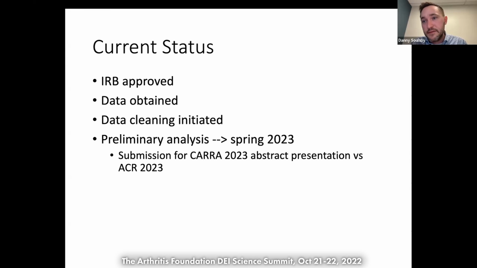So our current status of our project, we're still in very early phases, but we do have IRB approval. We have recently obtained our data from CARRA. We've started some data cleaning, and we're hoping to have preliminary analysis results in the spring, probably more from aim 1, and the causal mediation analysis may take a little bit longer, but hoping to have more data to present to you all at CARRA or likely ACR next fall.